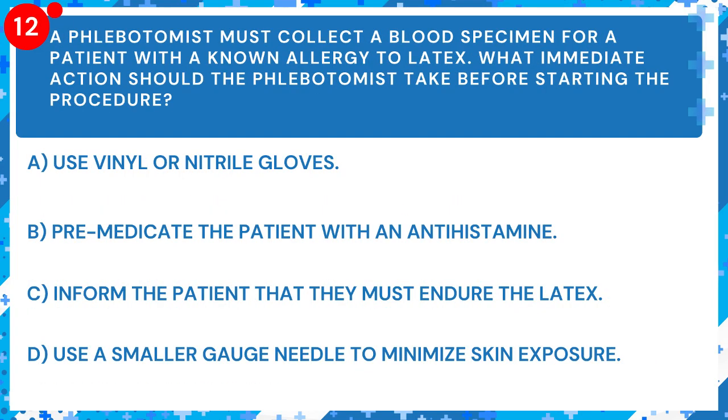Question 12. A phlebotomist must collect a blood specimen for a patient with a known allergy to latex. What immediate action should the phlebotomist take before starting the procedure? A. Use vinyl or nitrile gloves. B. Pre-medicate the patient with an antihistamine. C. Inform the patient that they must endure the latex. D. Use a smaller gauge needle to minimize skin exposure.